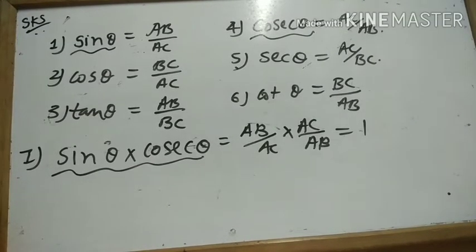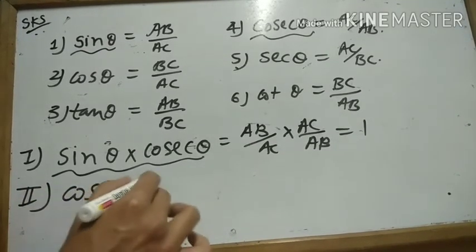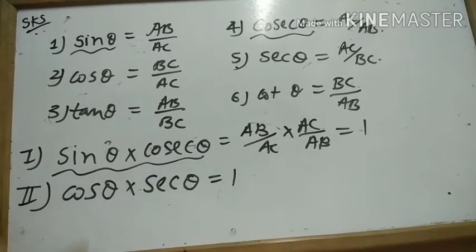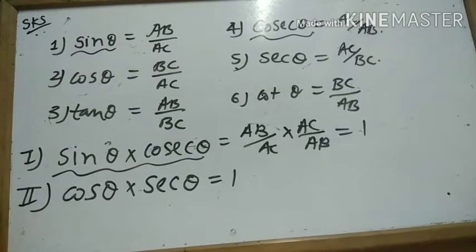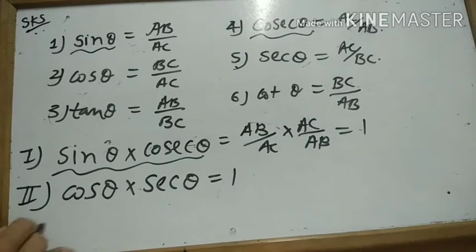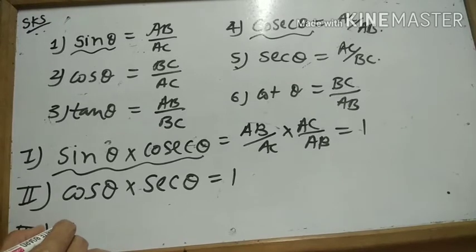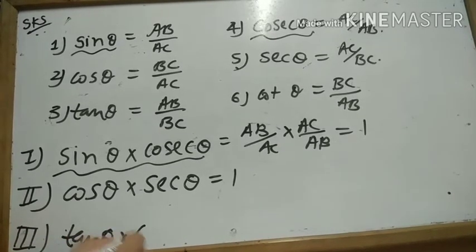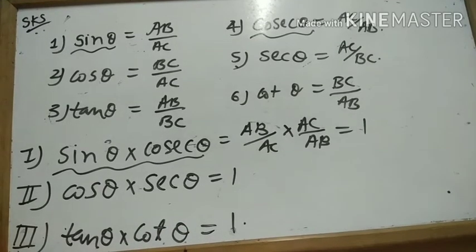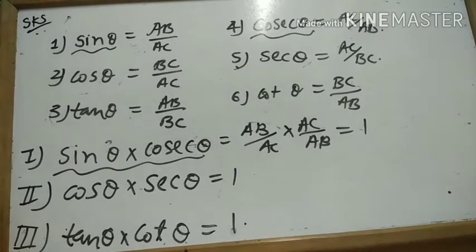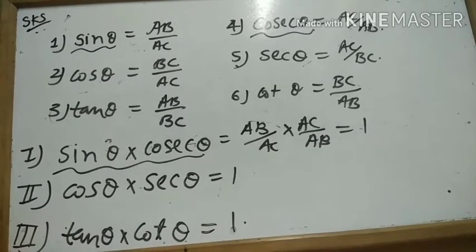Can you find a few more results? You will be able to observe that cos theta into sec theta also is equal to 1. You can just multiply their right hand sides and you will get it. One more very interesting result you can find over here is that tan theta into cot theta also equals 1. So these are the 3 important results one should know: sine and cosec are multiplicative inverses of each other, cos and sec are multiplicative inverses of each other, and tan and cot are multiplicative inverses of each other.